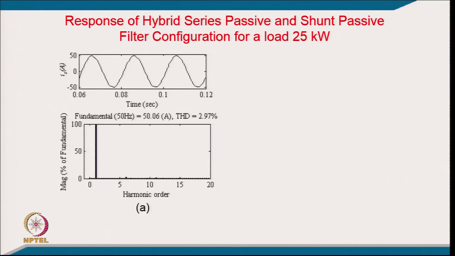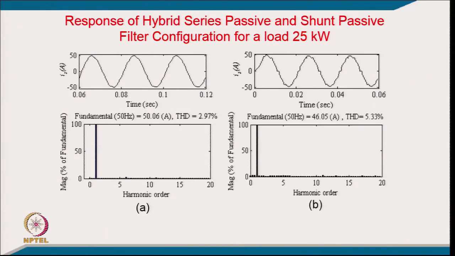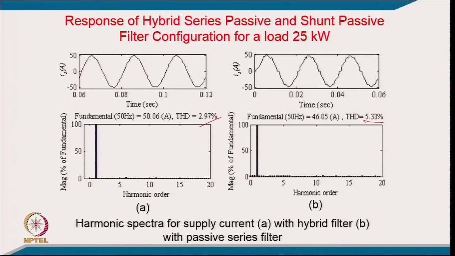So, you can see here the supply current THD is of the order of 2.97%, and with the passive series filter alone it was 5.33, but after putting the hybrid filter it is reduced to 2.97. So, this reduction by half by putting the shunt filter brings it to only 2.97, because the standard says 5%. So, we are able to reduce it to less than 5% by using a combination of both filters.